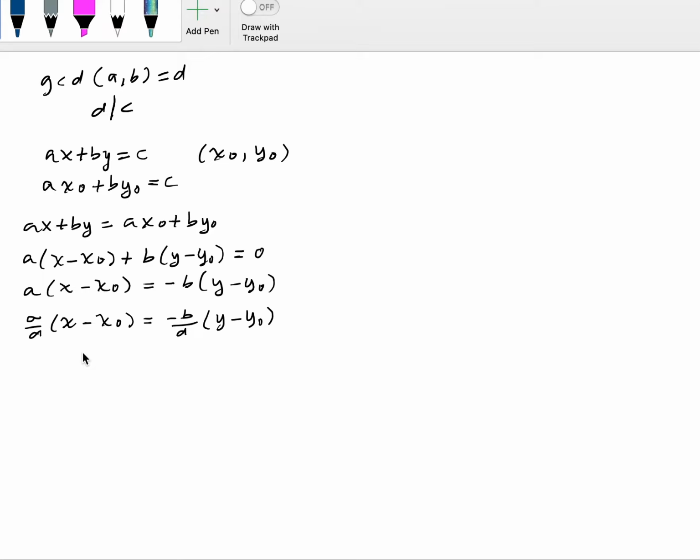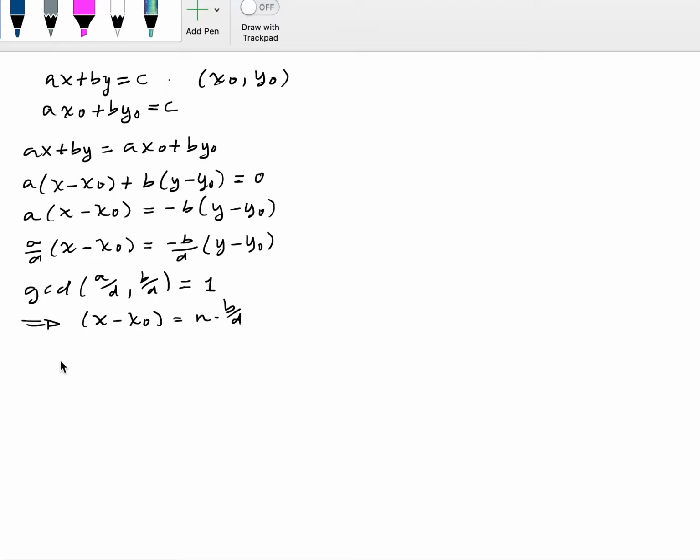Now, from this point, we can make the following observation. We can say that the GCD of a over d and b over d is equal to 1. So this implies that x minus x naught is equal to some integer n times b over d.